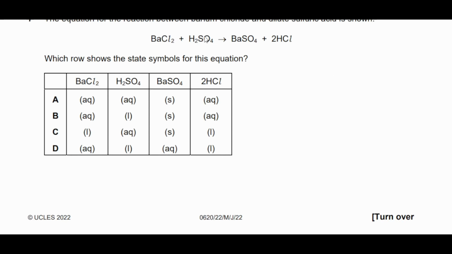The equation for the reaction between barium chloride and dilute sulfuric acid is shown. Which row shows the state symbols for this equation? Okay, so barium chloride is soluble, so it's aqueous. H2SO4 will also be aqueous. However, barium sulfate is not aqueous, it's a solid, it will be a precipitate, right? And since these two are aqueous, HCl also has to be aqueous. Therefore, the answer is A.